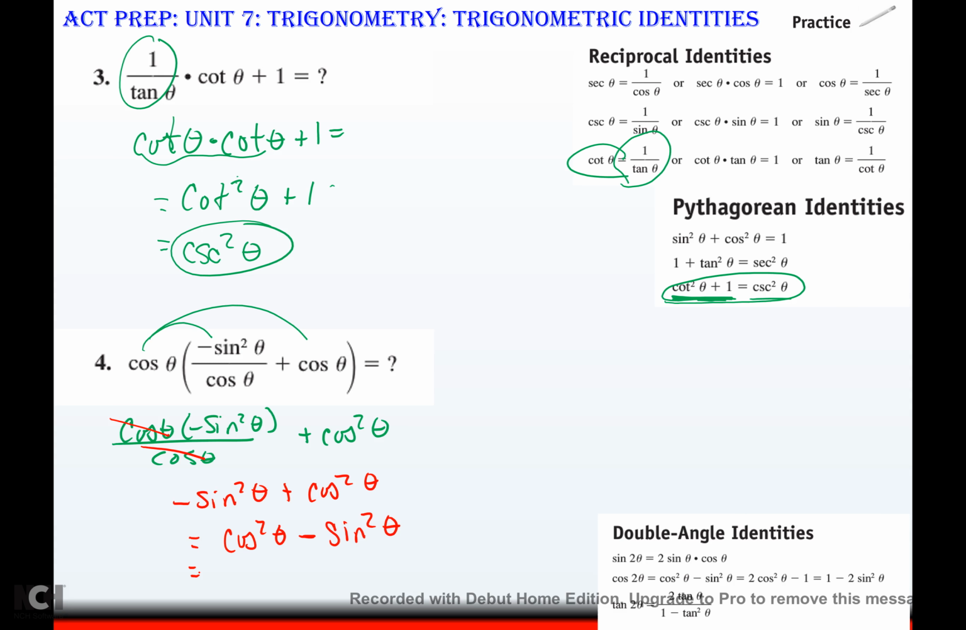So I'm thinking, where am I going to look for that? Well, I'm thinking double angle. Alright? So I've got cosine squared minus sine squared. There it is. Cosine squared minus sine squared. So it's equal to cosine of 2 theta. And we're done. Okay?